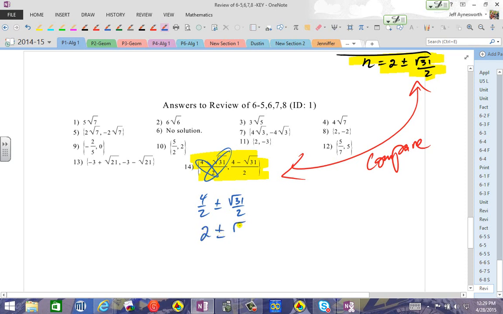Okay? So if you divide a binomial by 2, you just divide both the numbers by 2, simplify, and you're done. So they are in fact the same. Same answers. Which is a good thing. They better be, okay? The answers that I gave you are correct. So that's it.